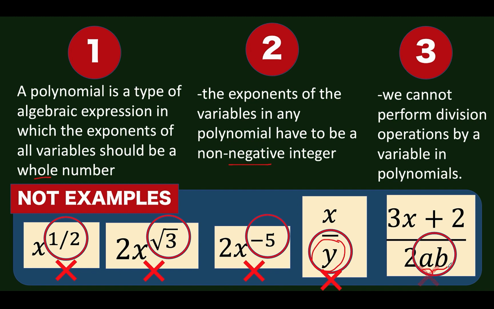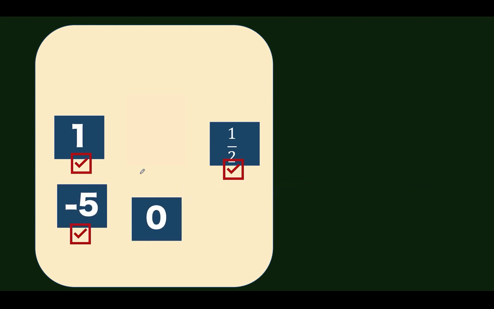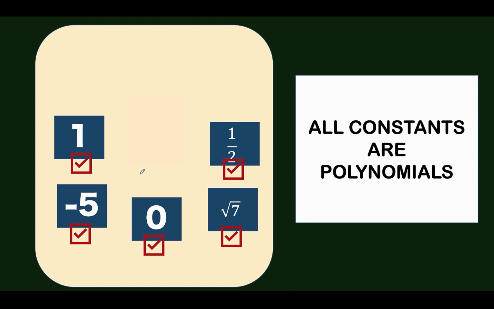Now, let's have more examples of identifying polynomials. How about 1? Is 1 a polynomial? Of course, yes. 1/2 is also a polynomial because it is a constant. All constants are in fact polynomials. Whether you have -5, 0, or square root of 7, these are all constants, and therefore they are all polynomials.